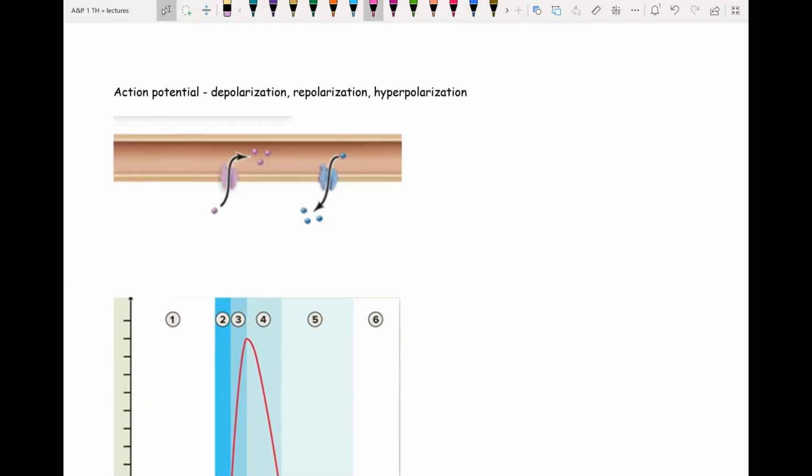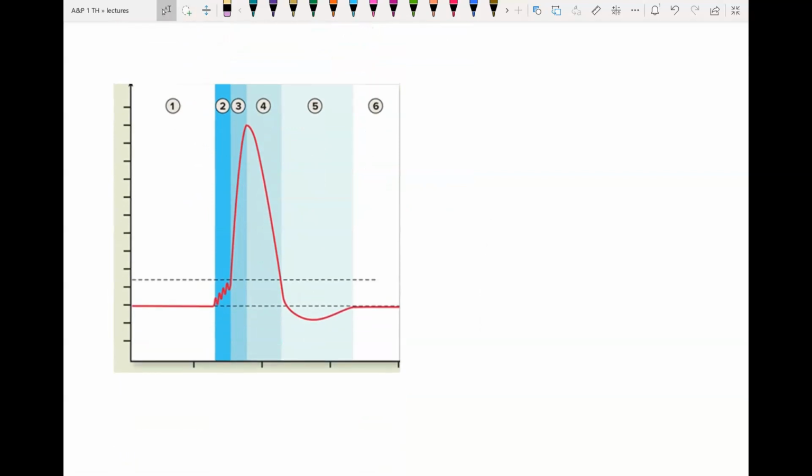This picture is just showing again, sodium goes in and potassium goes out. And when sodium goes in, then potassium goes out, you have a signal. Here we can look at it in more detail, and we can split it up into 6 steps of what happens in order to get a signal going through your axon.